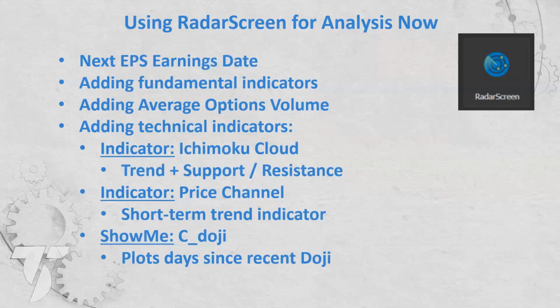Okay. So this is just a guide of what I just showed you. Ichimoku Cloud shows trend, support, and resistance. Price channel can actually show you direction, and I find it useful for trend. And then things like the doji candlestick.